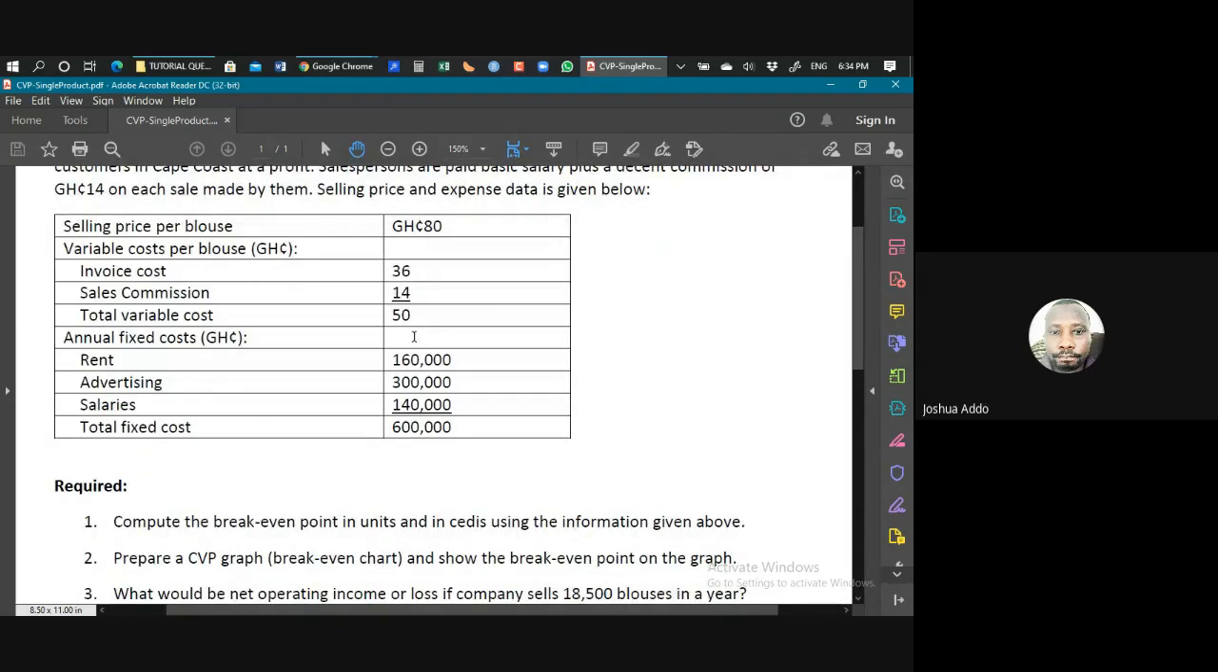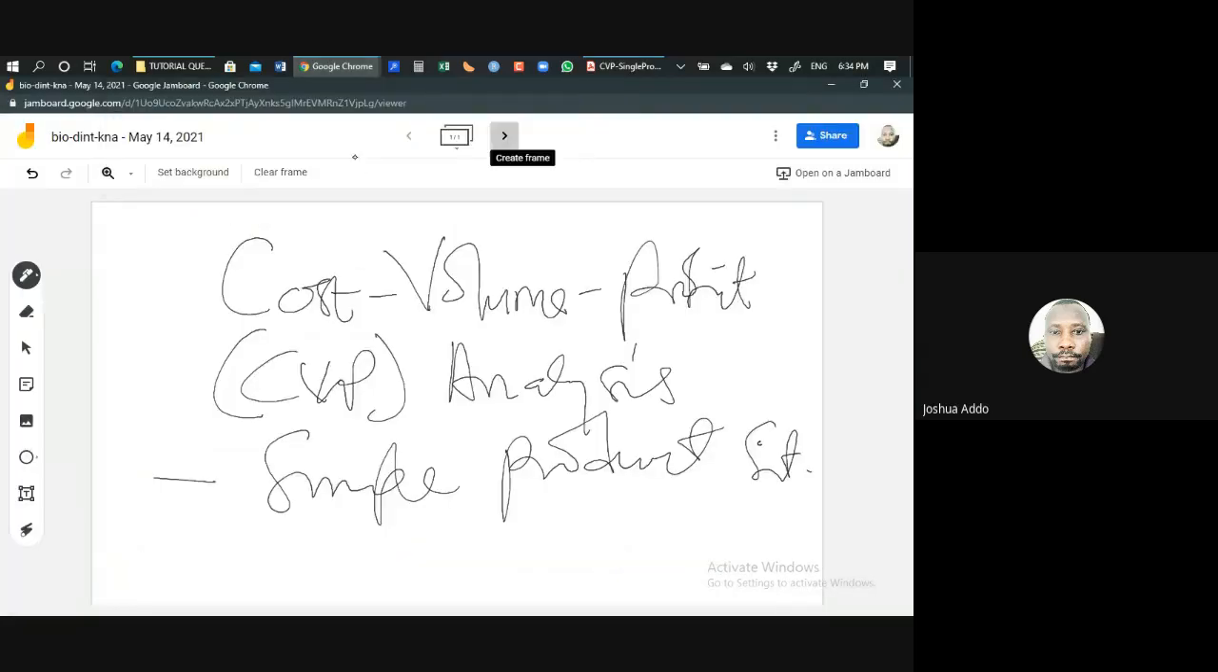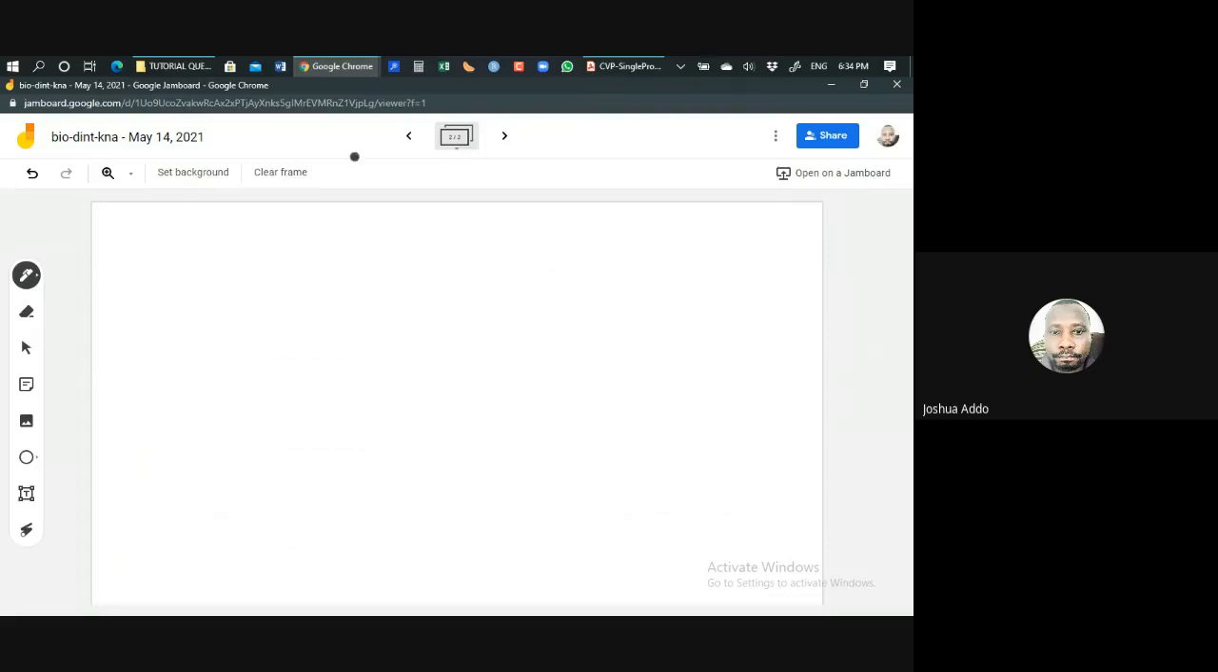Okay. If you go to the requirement, it says compute break-even. Requirement 1 is asking us for break-even quantity. We can represent break-even quantity with this notation. The break-even point has two values. Break-even quantity talks about the physical quantities of the goods.